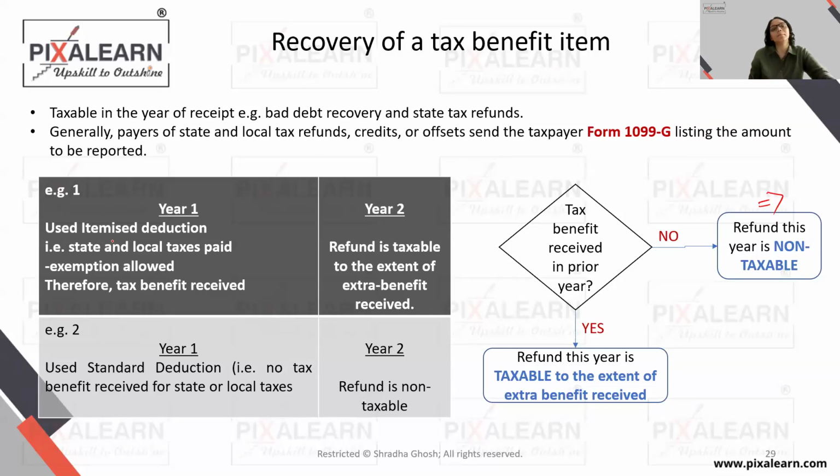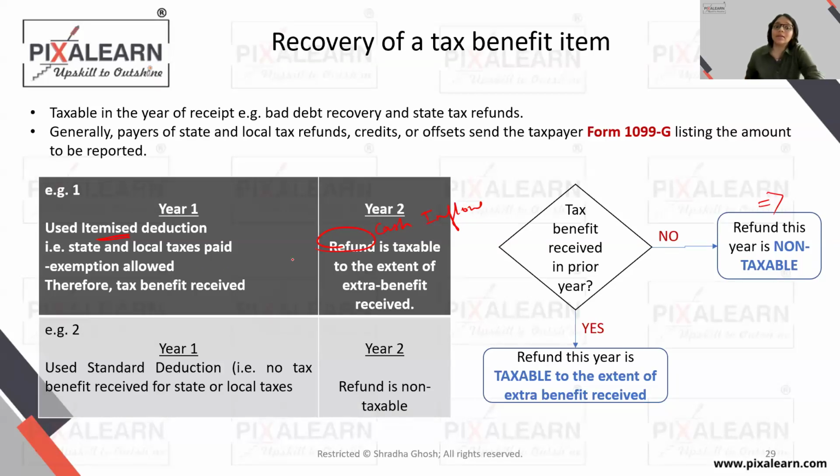Say, for instance, I had used itemized deductions and I had paid state taxes last year. But I was not convinced of the tax, and I had put up a case whereby I disputed it, right? So I paid the taxes and then I disputed the case, and then I won that case, and the state government gave me the refund. So the refund that I'm getting is a cash inflow today. Would I be paying tax on the cash inflow?